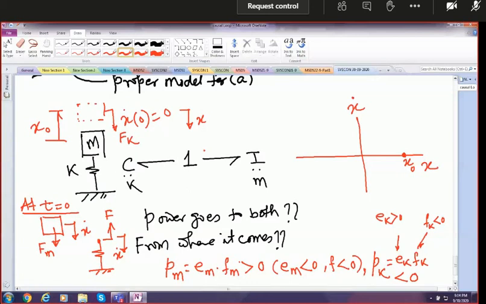Alright? So as per our convention, what we have written is that power flows in the indicated direction when E dot F is greater than 0. That is, E greater than 0 and F greater than 0, or E less than 0 and F less than 0. Otherwise, it flows in reverse.